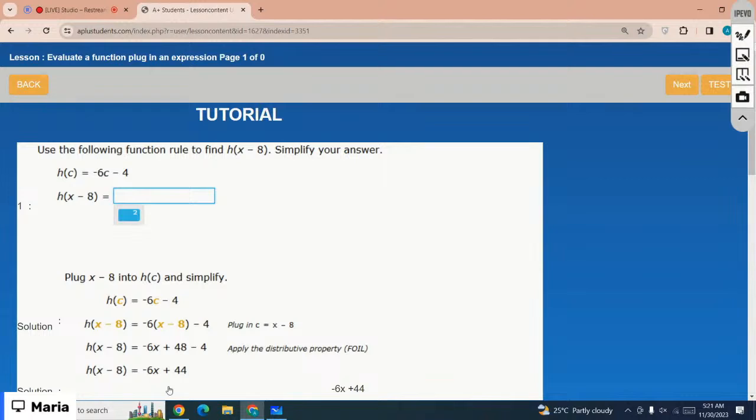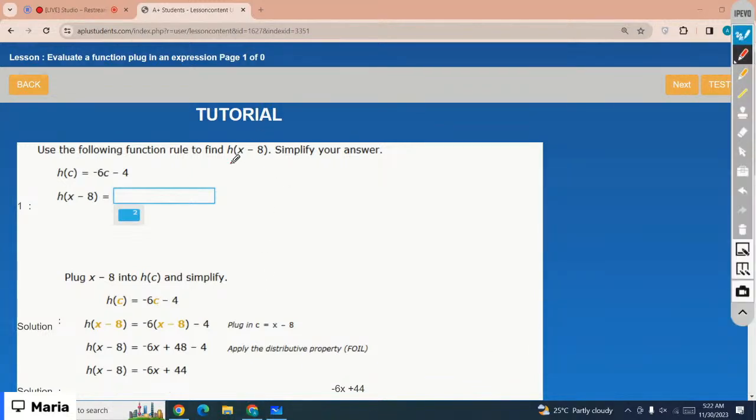Okay. Use the following function rule to find h of x minus 8. x minus 8 is an expression, right? Not a numerical value. So now you are going to evaluate the functions by plugging in the expressions. The one we just finished, we just evaluated the functions on numerical values. Now you are going to replace them with an expression. x minus 8 is an expression. So you have to replace the c with x minus 8, right?